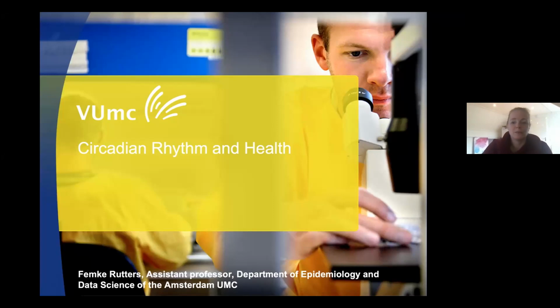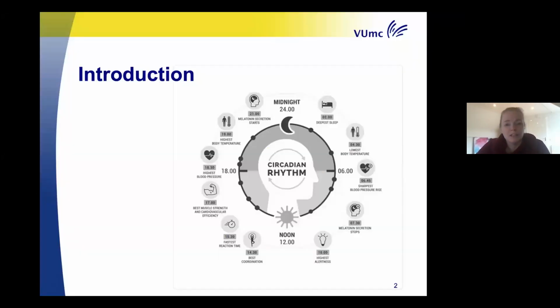Well, it's the rhythm that enables us to live in this 24-hour cycle that we have, and it differs between the behavioral, endocrine, and metabolic processes that happen during the day. So for example, you sleep during the night and you are awake during the day. And for example, at 6, there's a sharp rise in blood pressure to help you stay awake.